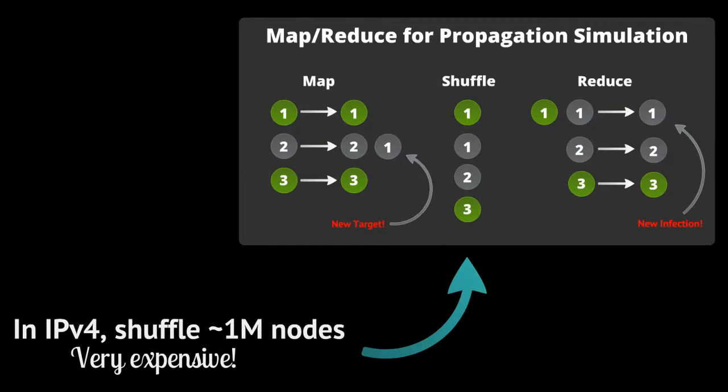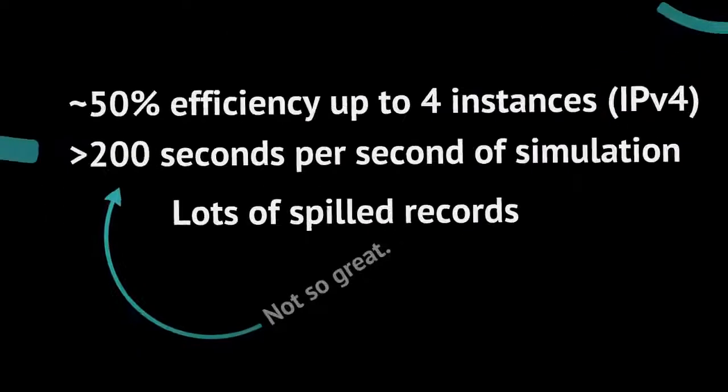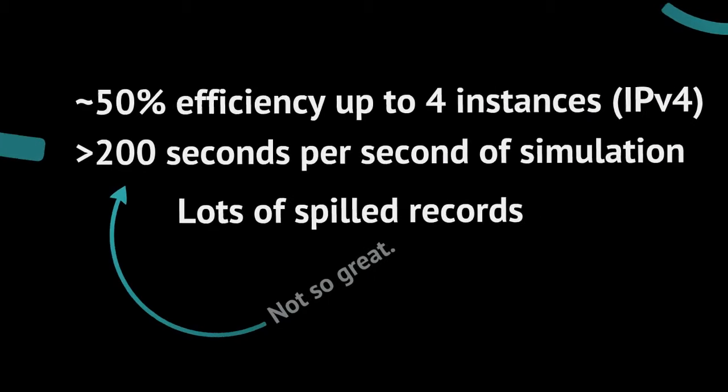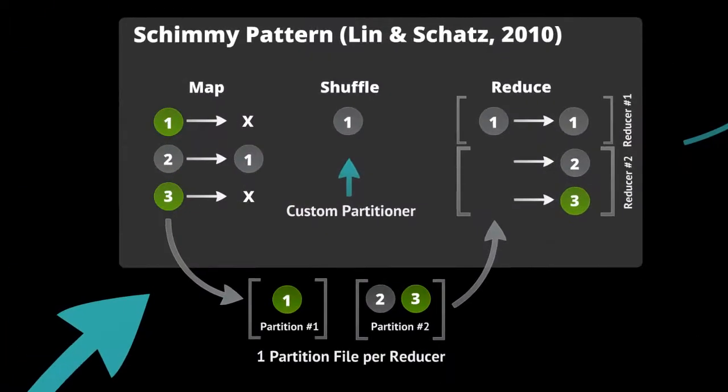Unfortunately, since each node emits at least itself during the mapping phase, the intermediate shuffle turns out to be very, very expensive. Accordingly, our simulation results are satisfactory, but lackluster. To address this performance bottleneck, we utilized the shimmy pattern to avoid the expensive intermediate shuffle. The shimmy pattern emits only modified elements during mapping and shuttles static data to reducers via partition files.